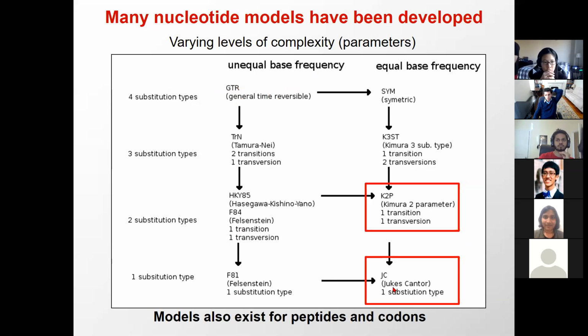With one substitution type but unequal frequencies, there's a model called F81. With two substitution types, just like transition and transversion, but multiple different states for the frequency. There's other models and so on and so forth. So there's an entire hierarchy of models that exist for nucleotides, peptides, and codons.